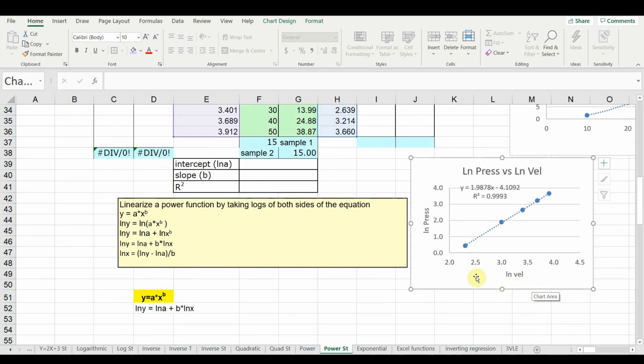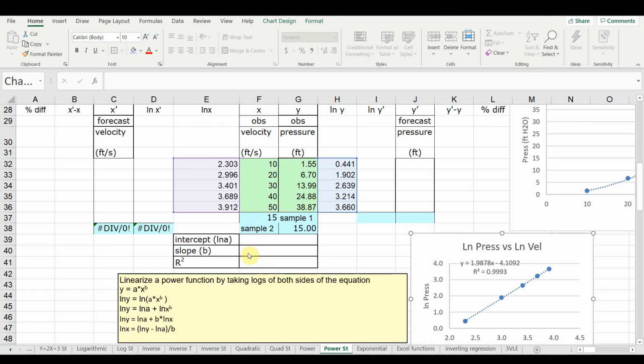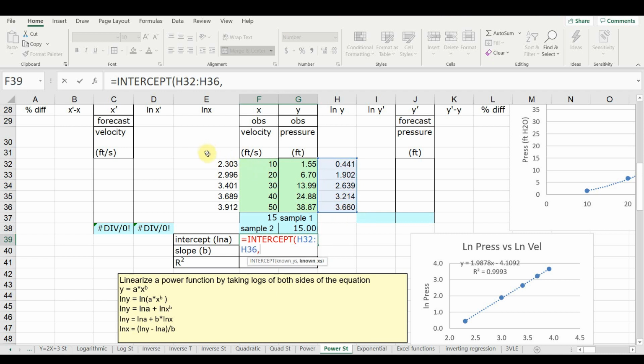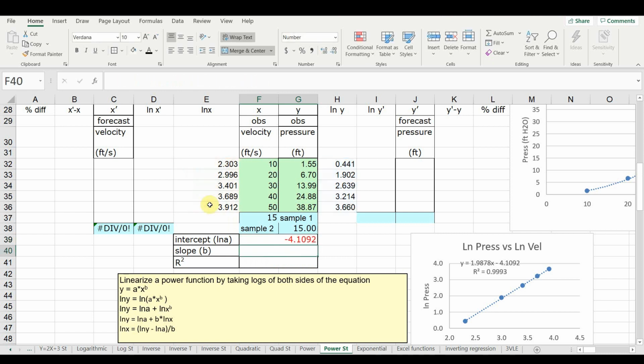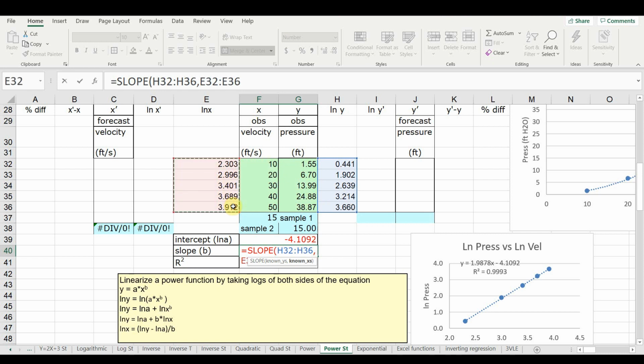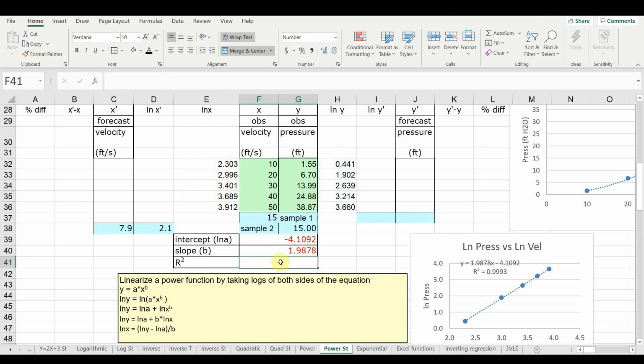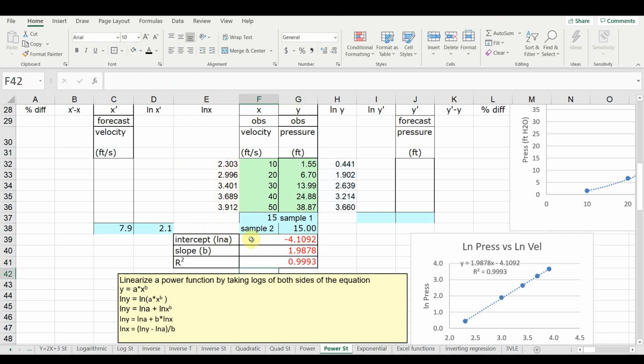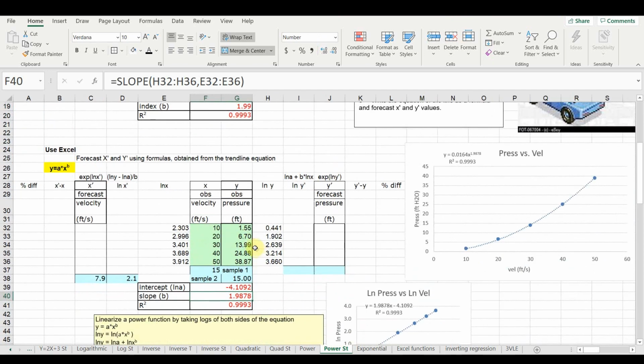That tells us we should be able to accomplish it in this fashion. Let's get the intercept and slope of our linearized data. Equals intercept, there it is, of the ln of the y values. We want linear data, and the ln of the x values. The slope will be equal to the ln of y and ln of x. And the r squared, ln of y, comma, ln of x. So I see 0.9993, same r squared.